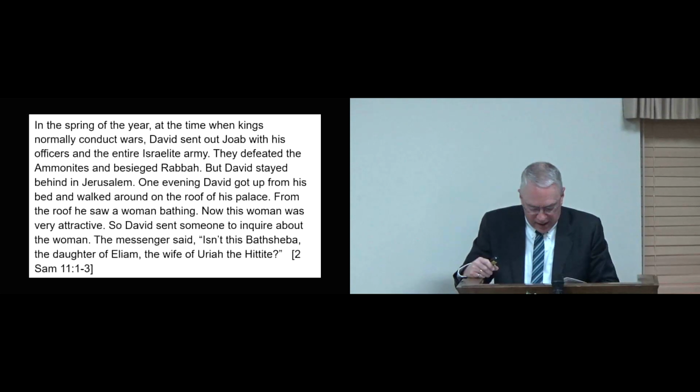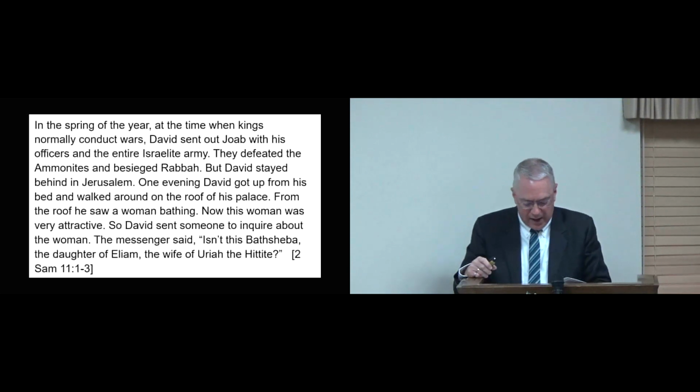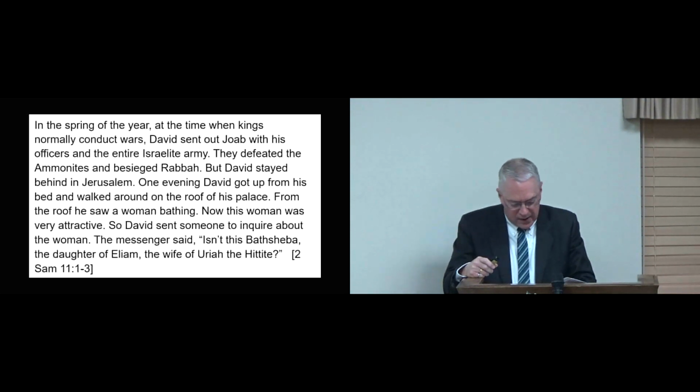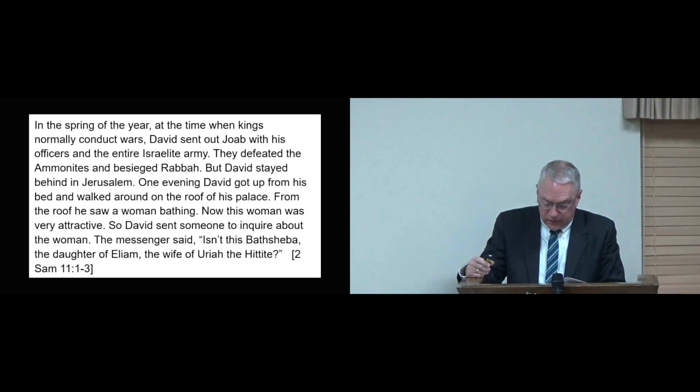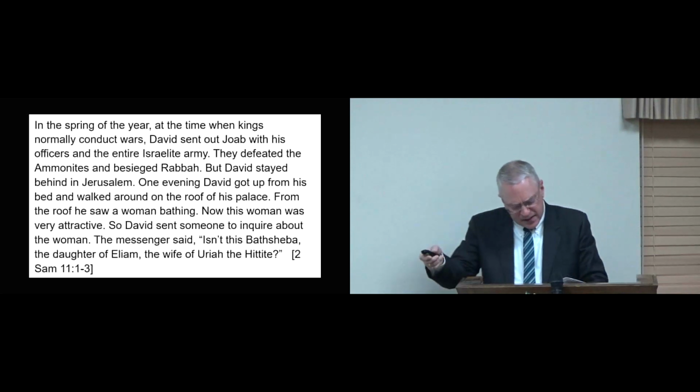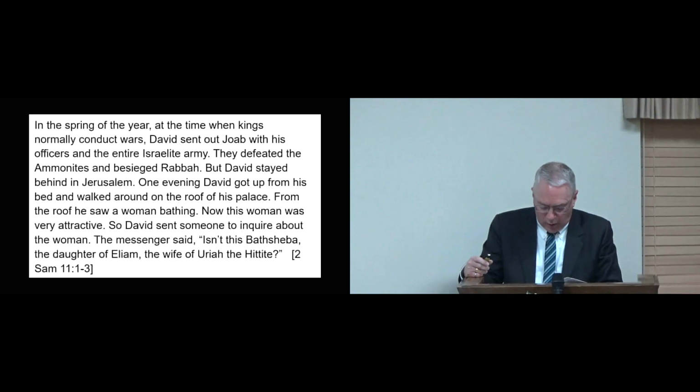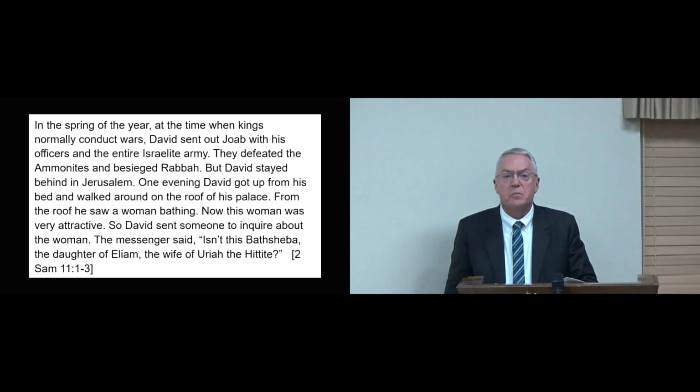One evening, David got up from his bed, walked around on the roof of his palace. From the roof, he saw a woman bathing. Now, this woman was very attractive. So David sent someone to inquire about the woman. The messenger says, "Isn't this Bathsheba, the daughter of Eliam, the wife of Uriah the Hittite?"